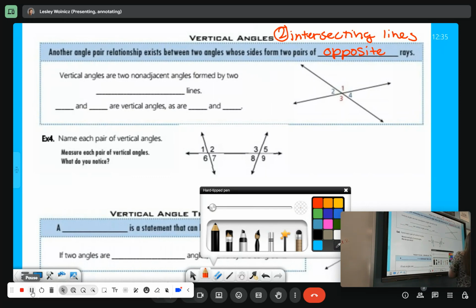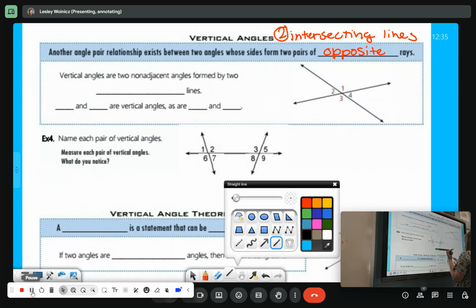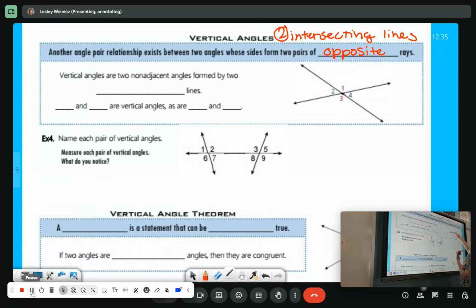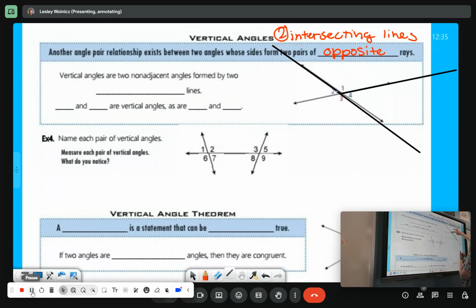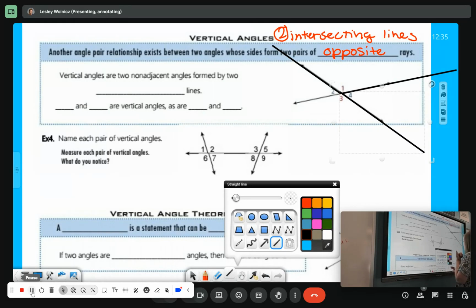Would you please use your straight edge and do some auxiliary lines to extend these so that they're long enough for you to measure with your protractor? I said the wrong word. On both sides, extend them? Yeah. So go ahead and extend those.